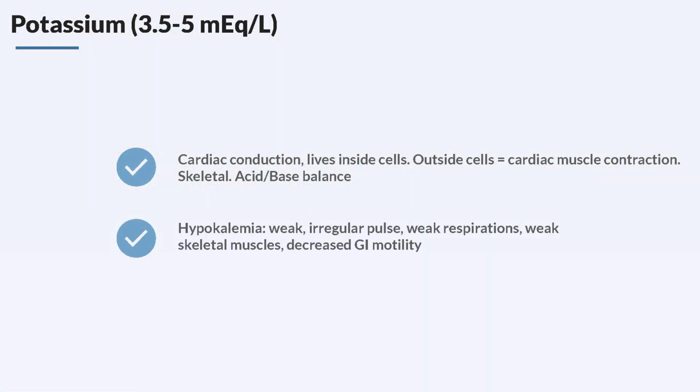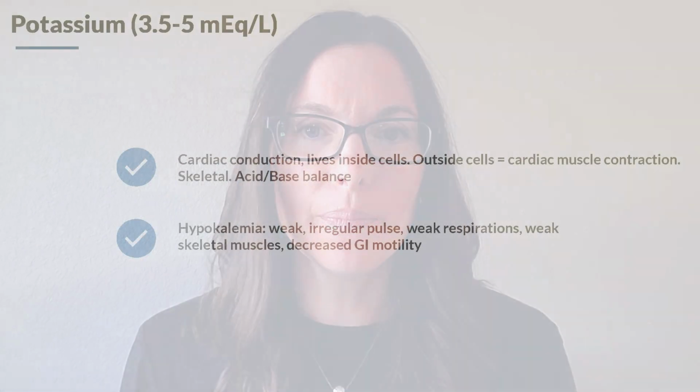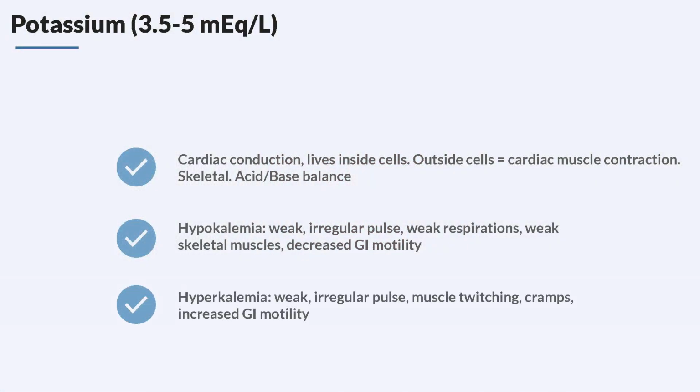Here are some signs and symptoms of a low potassium level. This is called hypokalemia. The patient will have a weak and irregular pulse, weak respirations, weak skeletal muscles, and decreased GI motility. And here's what happens when there's too much potassium in the body. Again, a patient will have a weak and irregular pulse, but they will have muscle twitching, cramps, and increased GI motility.